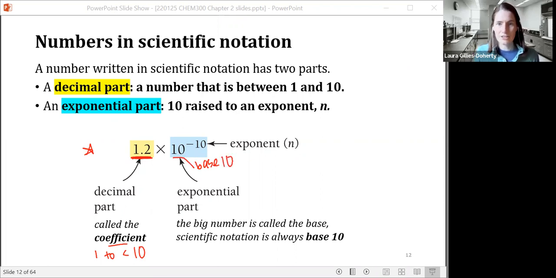Scientific notation always uses base 10. There are other types of notation that may use base 2 or other bases, but in scientific notation, the base is always 10. And then the exponent can be any number, and it can be positive or negative. That tells us essentially how many zeros we have, and whether the number is greater than 1, displaying a large number, or a small number less than 1.